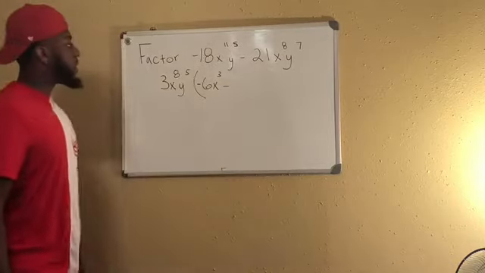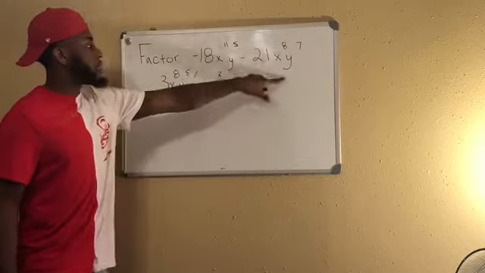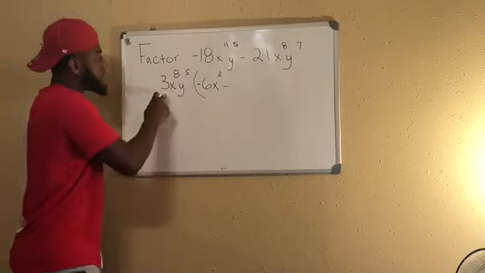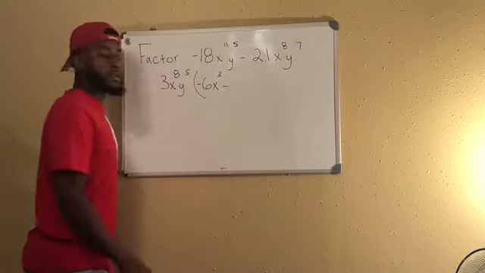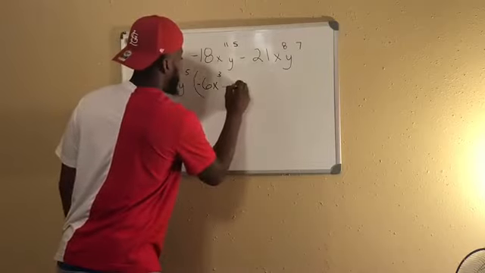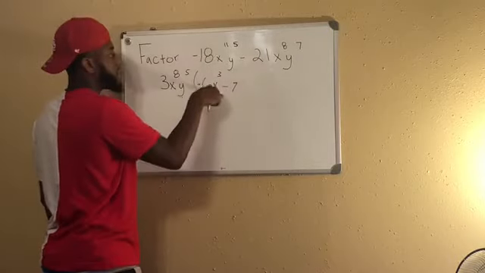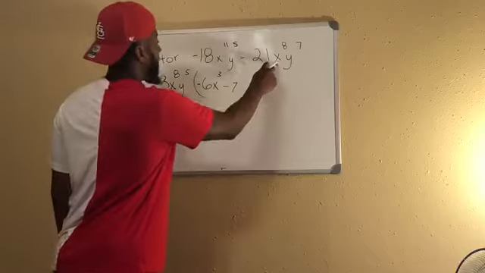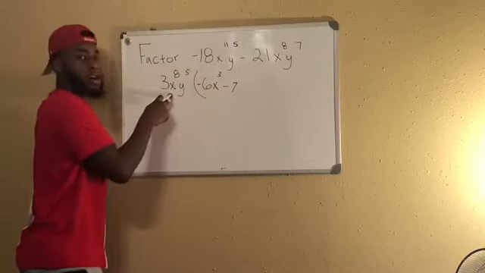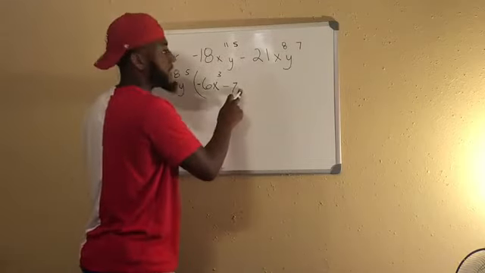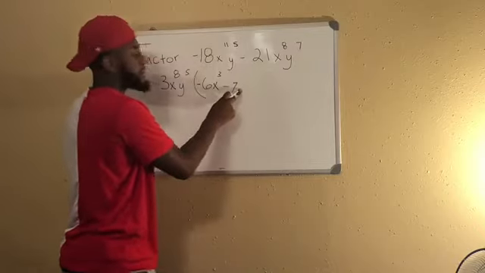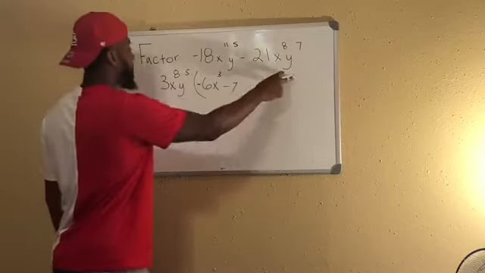And we do the same thing over for this 21x to the 8th, y to the 7th. So how many times does 3 go into 21? Well, it goes in 7 times. So we write our 7, right? We kept our sign. Okay? Next, we have 8 x's here. We factored out all 8 x's, so we have no need to add any more x's here. They are all accounted for. Okay? Next, we're going to go on to our y's.